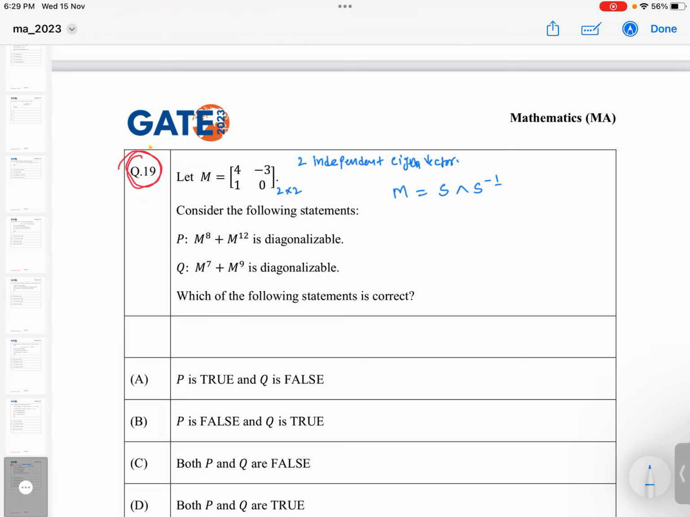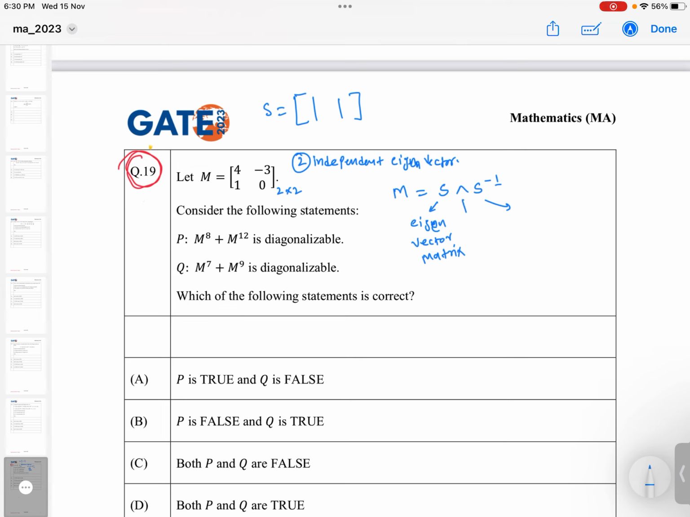Let me explain what this S, lambda and S inverse are. This S is the eigenvector matrix. Suppose in this case we get two independent eigenvectors; then we simply put those two independent eigenvectors column-wise, and we call this matrix S, right? And this one is the inverse of this matrix.